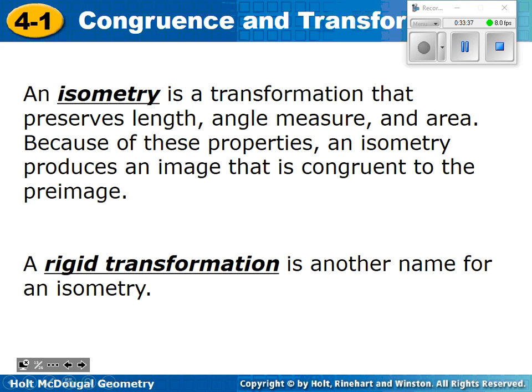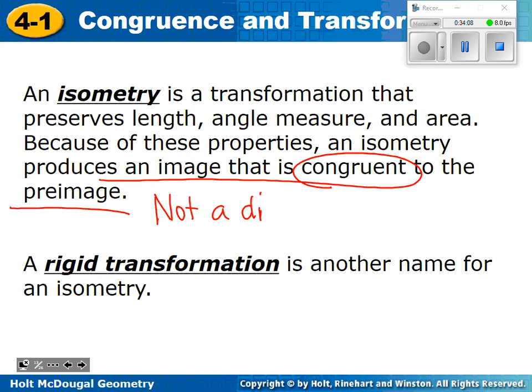All right, last few things here. So isometry, definition. An isometry is a transformation that preserves your length, your angle measure, and your area. In other words, an isometry keeps your shape congruent to its original size. So it produces an image that is congruent to the pre-image. So very good. What is the only transformation today that is not an isometry? So everything except a dilation. Not a dilation.